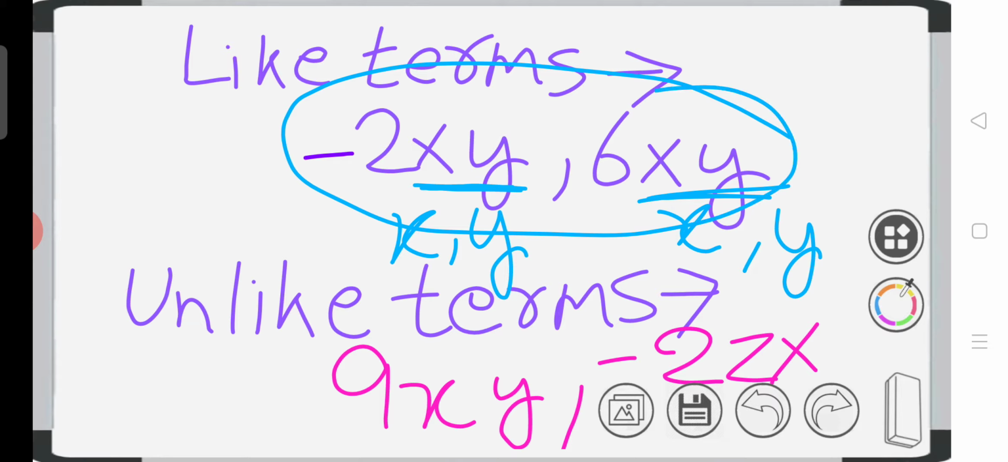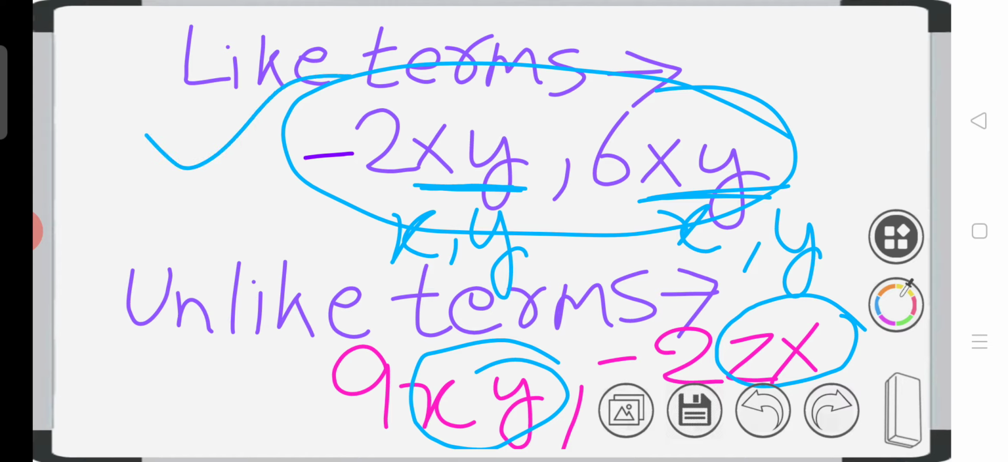Now unlike terms. Here you can see 9xy. The factors are 9, x and y, and here the factors are z, x and minus 2. So the variables should be the same. Here you can see that only x is the same and others are different. So they are unlike terms. It means you have to compare the variable part. The variable part should be the same. If they are the same, then they are like terms, and if they are different, then they are unlike terms.